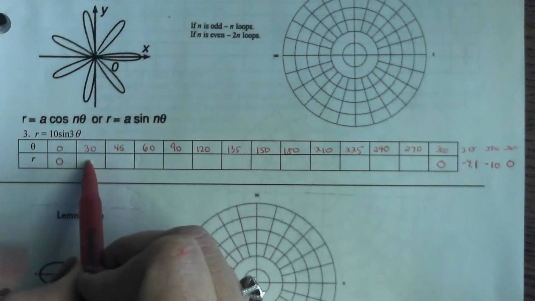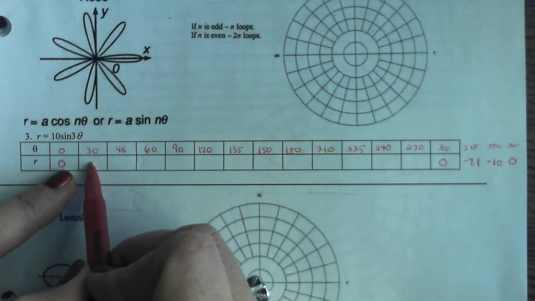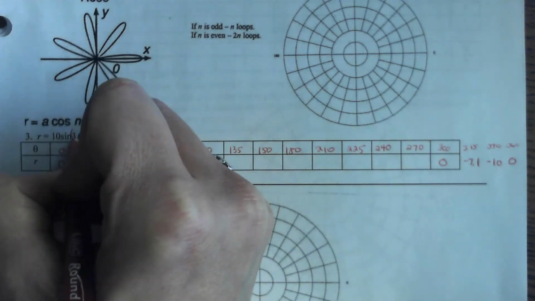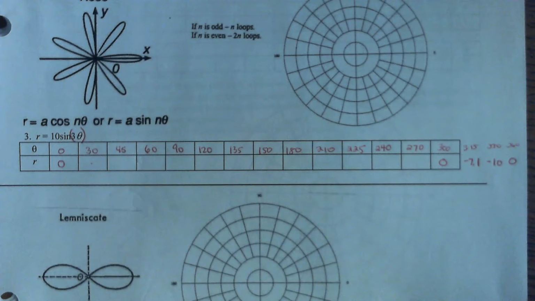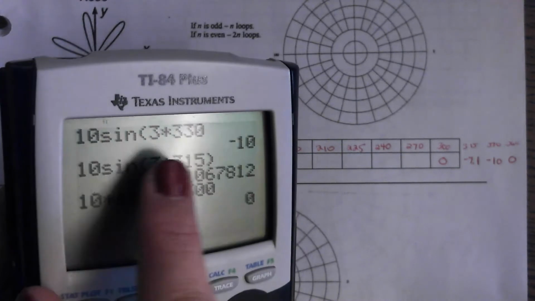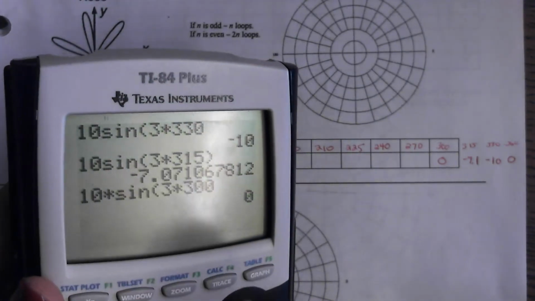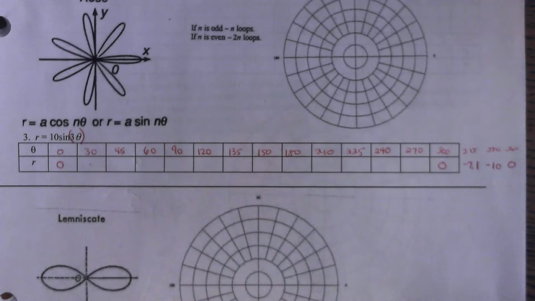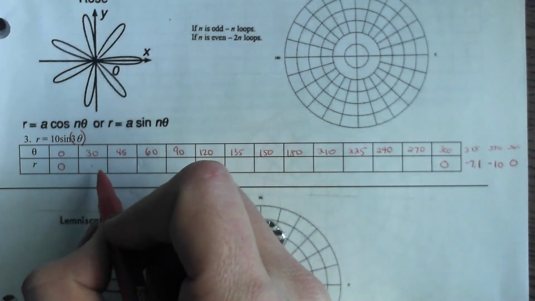JR, what'd you get for 30? You're taking the sine of 3 theta. That whole thing is in parentheses, because theta is your degrees. You have to take the sine of some number of degrees. Like this: 10 times the sine of 3 times whatever. Did you get 10 for 30?